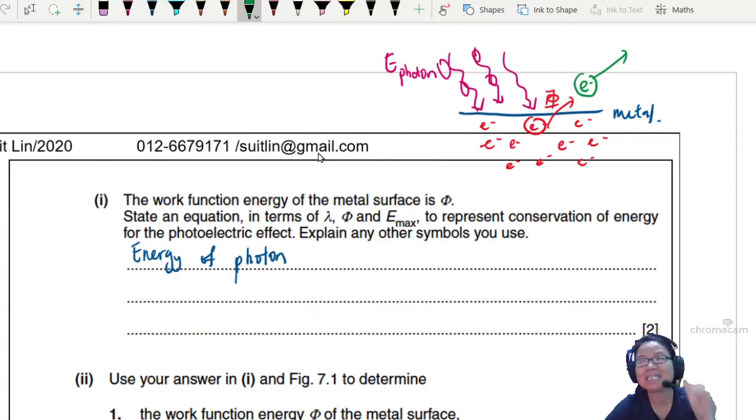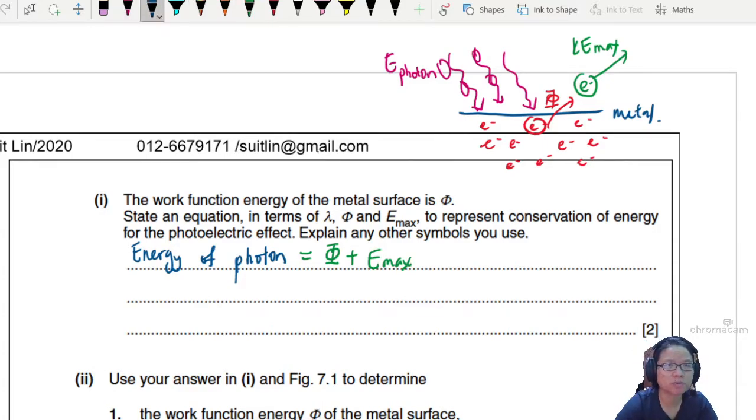So if you took the least amount of energy to escape, you will have the most amount of kinetic energy left behind. So the energy of a photon here will be equal to the work function plus Emax. But you see there's no lambda.